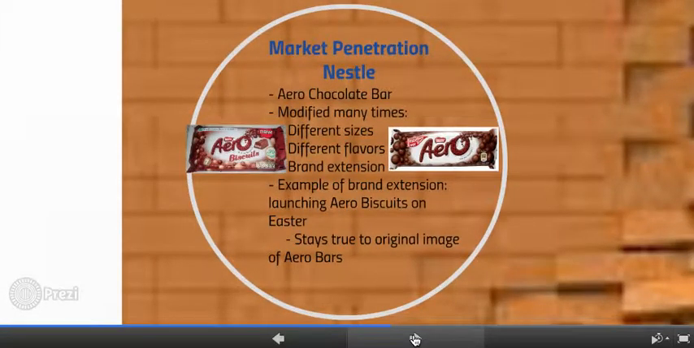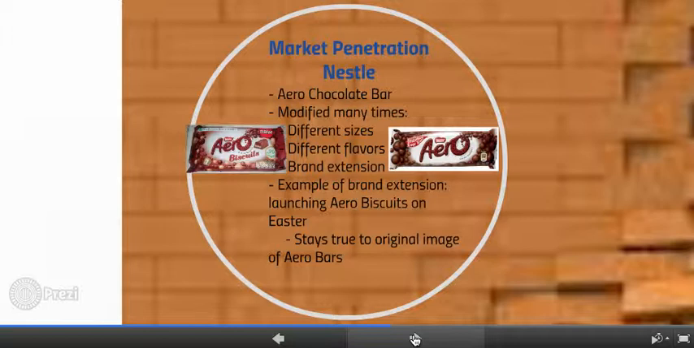Moving away from our main example to a corporate real-life one, market penetration was aptly used by Nestle through its Aero chocolate bar. It was modified many times for respective established and new customers, via changes in size, flavor, and even brand extension. It practiced brand extension by introducing Aero biscuits. It extended its Aero bar line to biscuits, but keeping true to its original appeal of healthier and lighter snacks, having only 99 calories per packet.